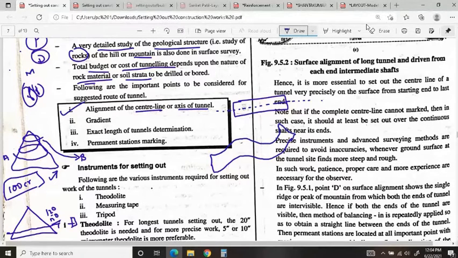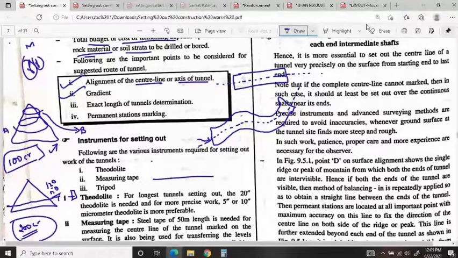It is not that your tunnel should be perfectly straight. Sometimes it will be a little bit inclined also. So we have to take care of the axis or the center line, or alignment. Next one is gradient, either it is flat, a rising gradient, or a falling gradient. Next, exact length of the tunnel determination. Next, permanent station marking. So we have to look after the important points or important factors before going for the construction of the tunnels.